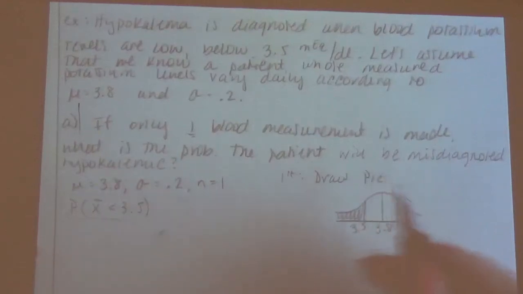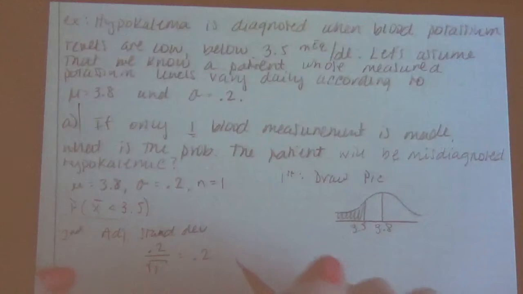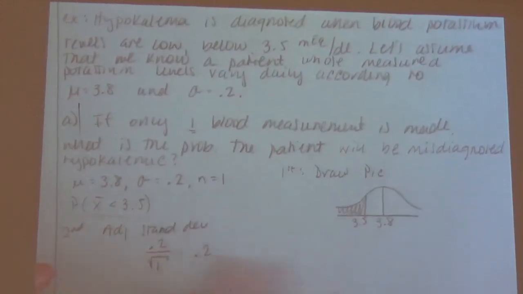I drew my picture. Now I want to adjust my standard deviation. So I would have sigma, which is 0.2, over square root of n, which was 1 in this example. So we have 0.2. And from here, I run through similar calculations that I've done. So third, I need the z-score.